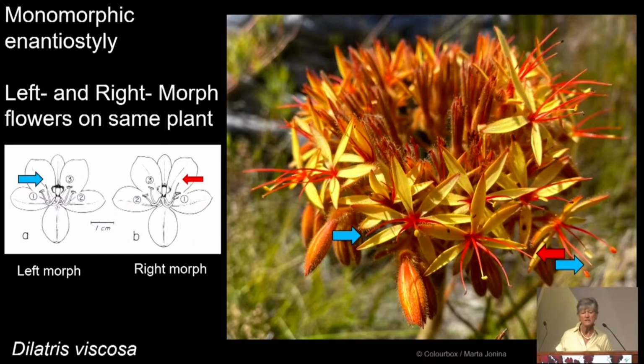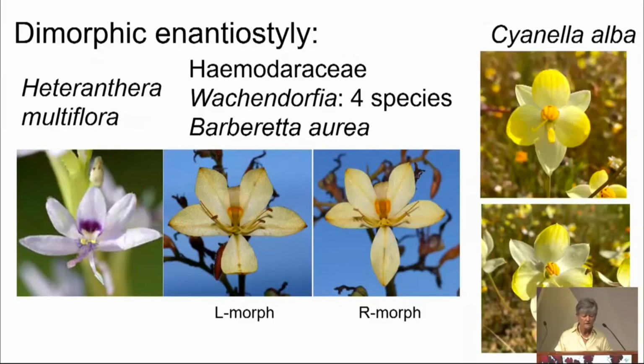And this is a sister genus to the Wachendorfia that we've been working on. And if you look carefully at this flower, you can see the blue arrows are showing a left morph, and the red arrow is showing a right morph. And so you see both these types of flowers on the same inflorescence. What's very unusual is what we call dimorphic enantiostyly, where a plant is either entirely left-handed or entirely right-handed.